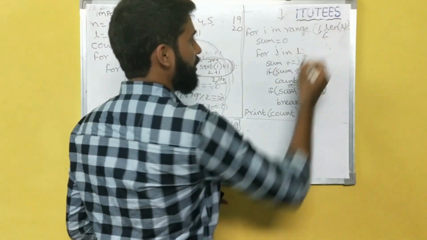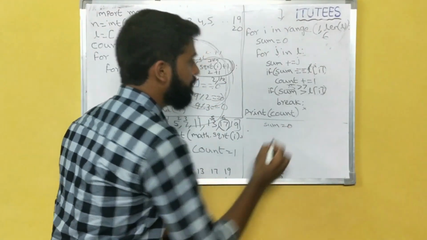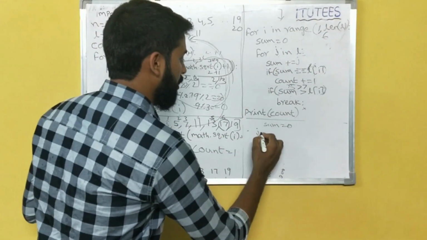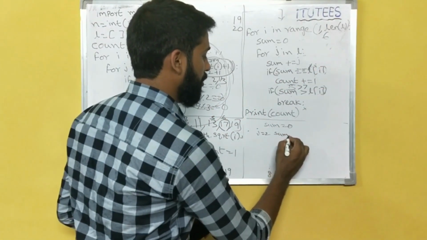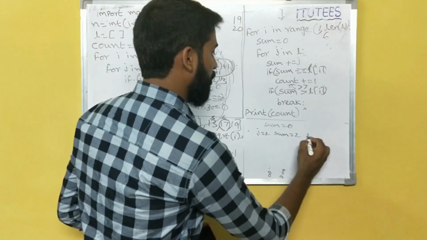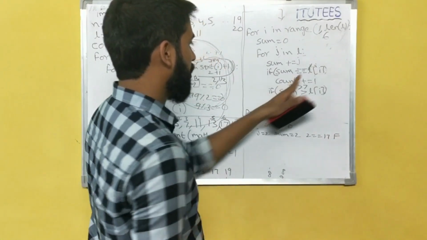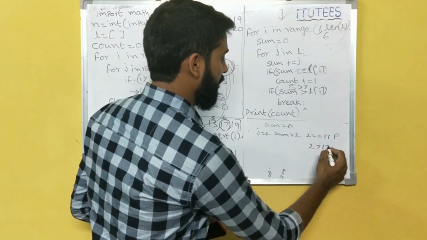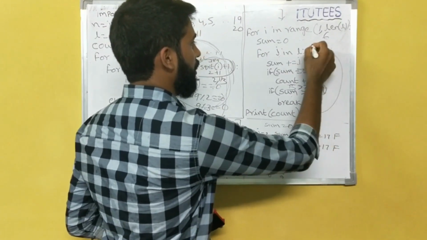What is the I value here? 6. Sum equals 0. For j in L, L is this. What is the j value? 2. Sum equals sum plus j. That means sum equals 2. If sum equals L of I, that means 2 equals 17, false. So next go to here. 2 greater than 17, false. Execute the next instruction. You go to here.